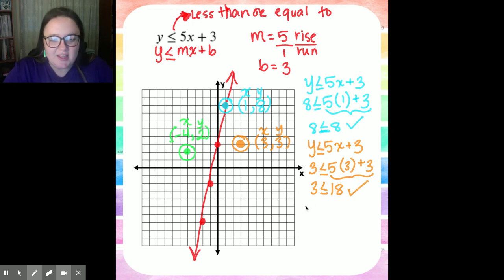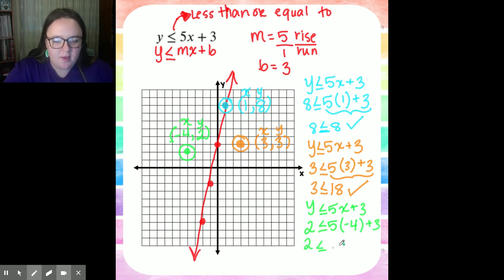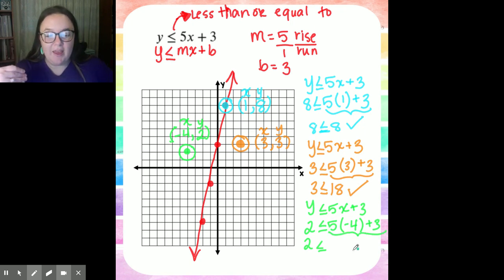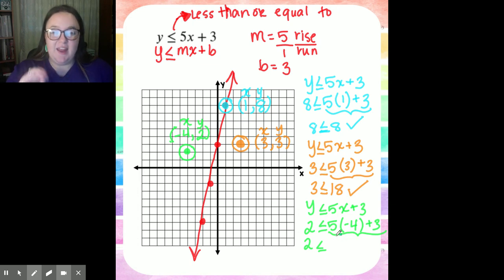Let's substitute into that original. y is less than or equal to 5x plus 3. And so y was 2, less than or equal to 5, the x is negative 4, plus 3. Let's simplify this one. Simplify this side right here. We have to do some math there with a negative. So 5 times negative 4 is negative 20. Now I'm going to add 3.